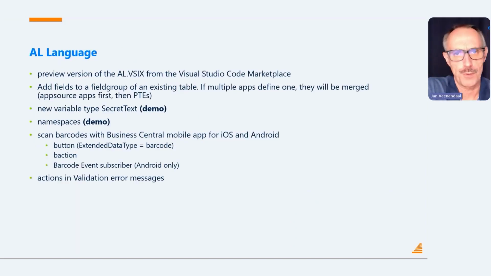Then in the AL language, we have a few changes which are pretty important, I think. The first one is that you can now have a preview version of the AL extension for Visual Studio Code. That's mainly when a new major version is coming out, then you can already switch to the new version of AL before the new version is actually available in Business Central itself. So as a developer, you can also already use the new commands before they are in production.